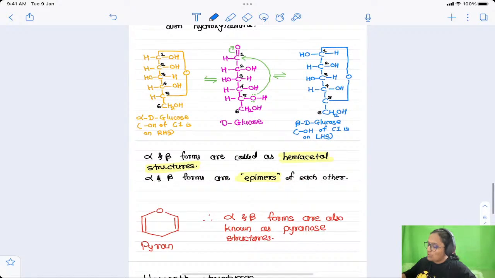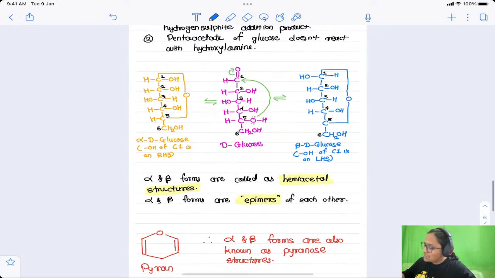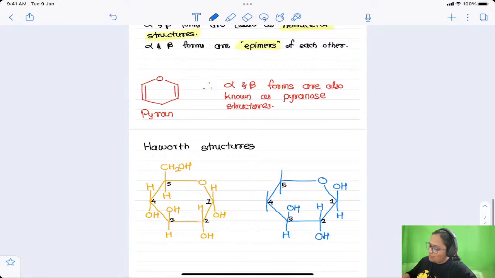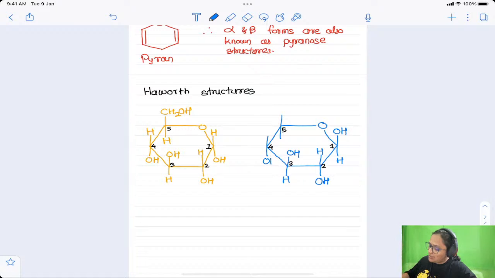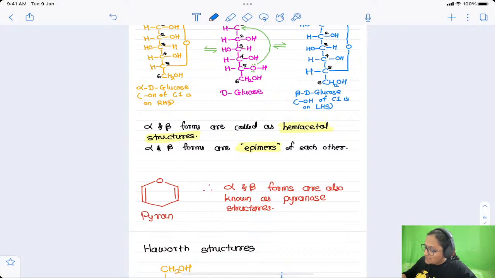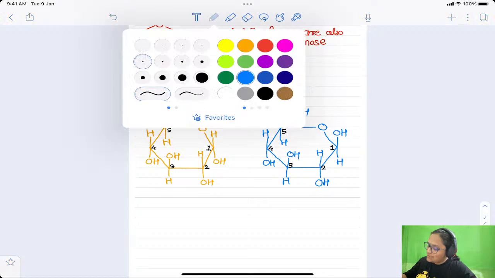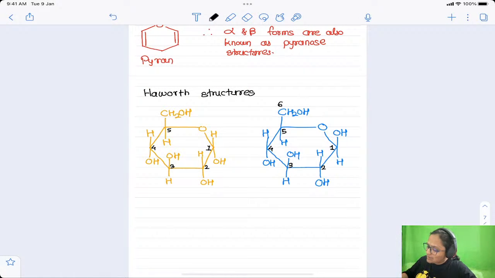Carbon number 3, OH is on the left hand side. Left hand side means up. Carbon number 3, OH up, hydrogen down. Carbon number 4, OH right. Right means below. For carbon number 4, OH is on the right, hydrogen up. Then carbon number 5 is attached to hydrogen and CH2OH. Always remember CH2OH we are going to draw up, and then hydrogen will be down. Then CH2OH is nothing but your 6th carbon, right?